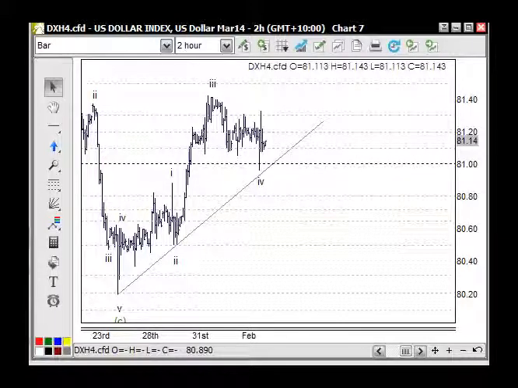Welcome, and here we're looking at the US dollar on the 2-hour chart. Even though we've had a bit of a spike in the market, we're still considering this the wave 4 here. The ADP figures that came out last night were under the expectation, and that causes weakness in the US dollar and strength in the euro.